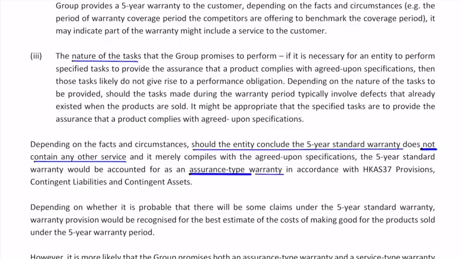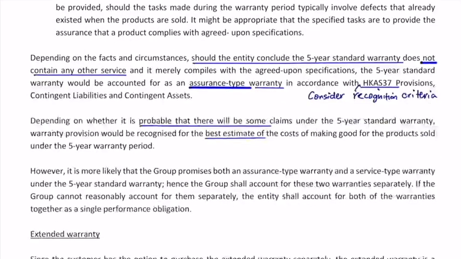We have to recognize provisions in accordance with AS 37. We have to consider the recognition criteria. There is a present obligation as a result of sales of product with warranty. Settlement, is it probable? Can a reliable estimate be made? If the answer is yes, a provision for warranty cost should be recognized under AS 37.